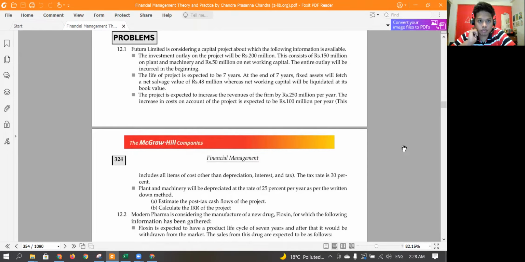So basically it's saying that Futura Limited is considering a capital project about which information is given. Investment outlay will be 200 million. So initially 200 million is going out, considered as 150 on the plant and 50 on the net working capital. The entire outlay will be incurred in the beginning. Okay, so let's write this part first. And the life of the project is 7 years. So we have to make a table from 0 to 7.